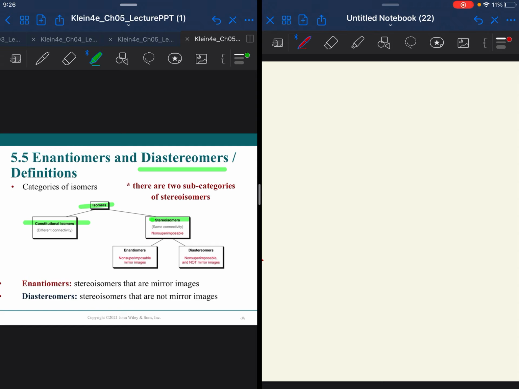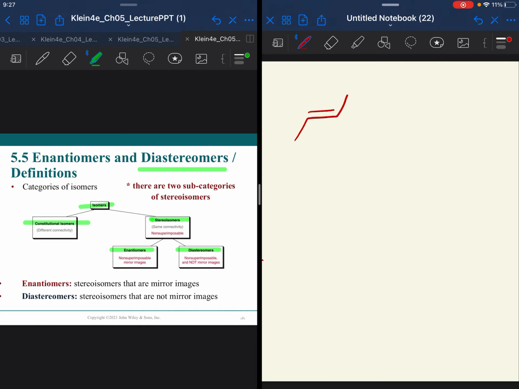If they are non-superimposable, but they are mirror image compounds, they fall into enantiomers. If they are stereoisomers, but they are not mirror images, then they fall into a category of diastereomers. So we've actually already talked about one type of diastereomer.